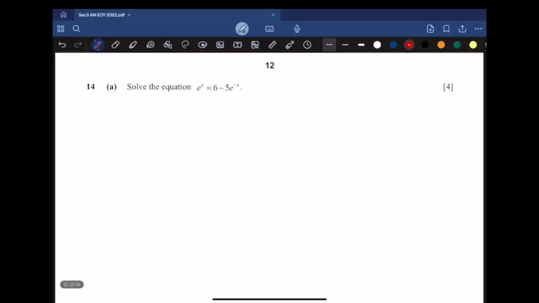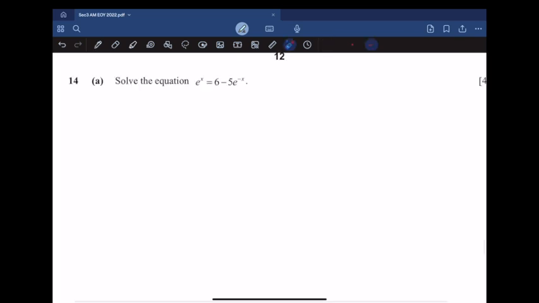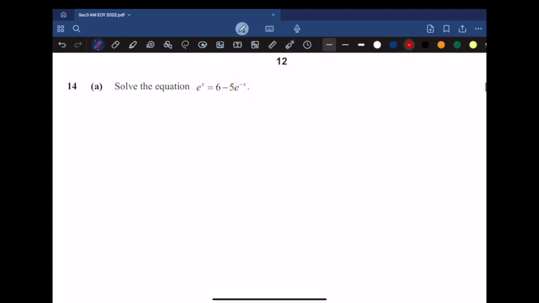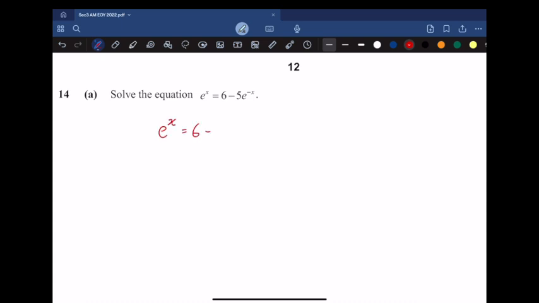Okay, so let's look at question 14 now. Solve the equation e power x equals 6 minus 5 e power negative x. What we notice over here is that to solve an equation, it means I want to find the value of x. So we have to try to isolate this e power x. First step, to turn this negative power into a positive power, e power x equals 6 minus 5 times e power negative x, which can be rewritten as 5 over e power x.